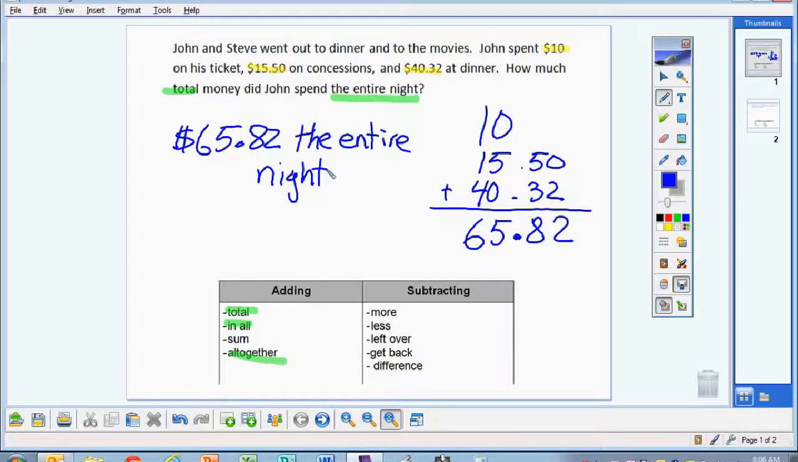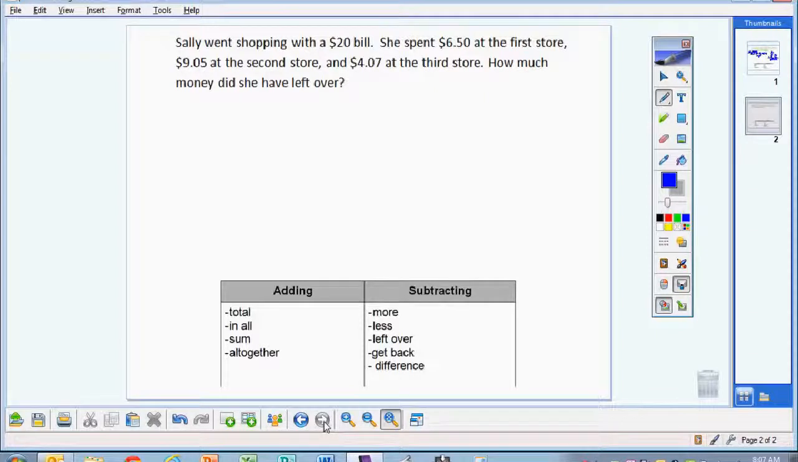Remember, you always need to provide a phrase, or really we should have a complete sentence to answer this question. So I could add, John spent $65.82 the entire night. For our next problem, we'll see what operation we're looking at. So I'm going to read the problem. When I get to my question statement at the end, that's going to tell me what to look for.